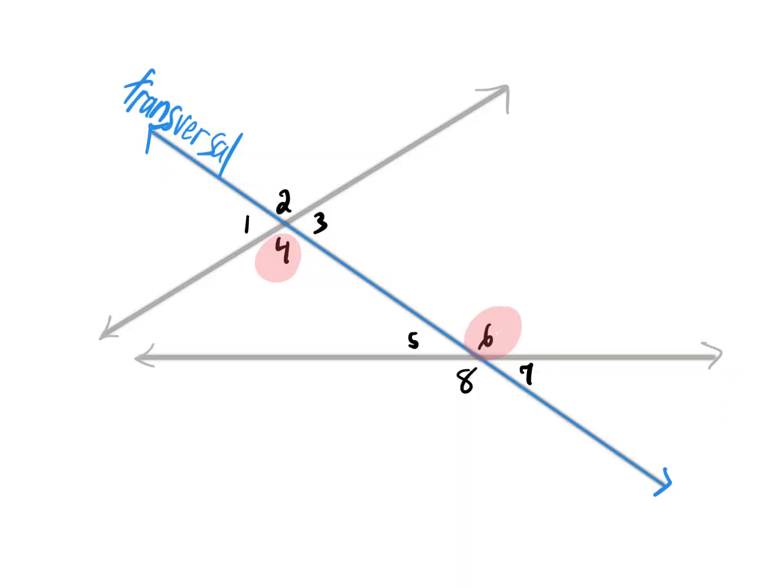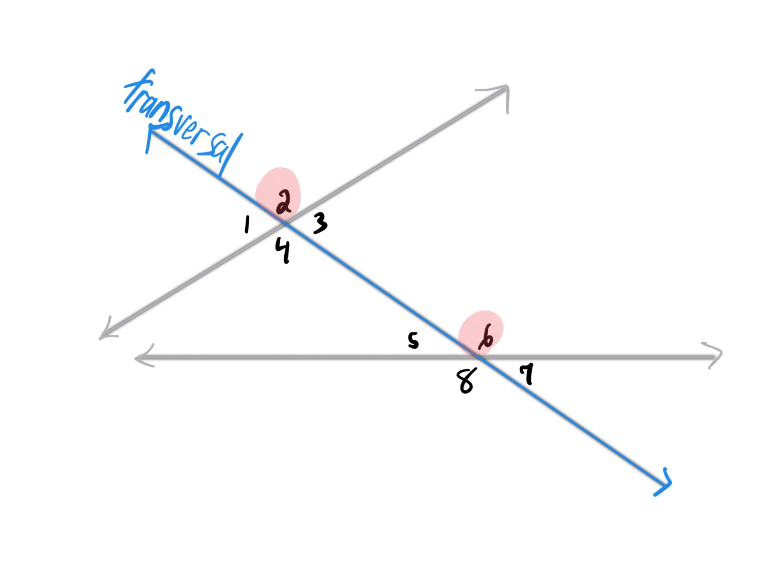Alternate interior angles. Angles 1 and 7 are alternate exterior angles. Angles 4 and 5 are consecutive interior angles, or same side interior, as are angles 3 and 6 together. They're a pair of consecutive interior angles, or same side interiors. Angles 1 and 5 are corresponding angles. They're in the same corresponding position relative to where the transversal crosses the line. Left and up, left and up.